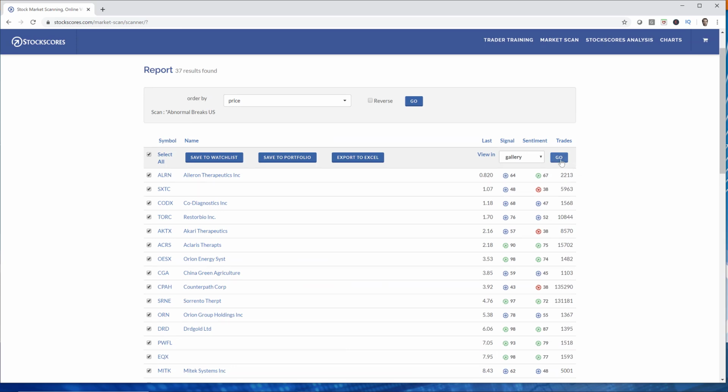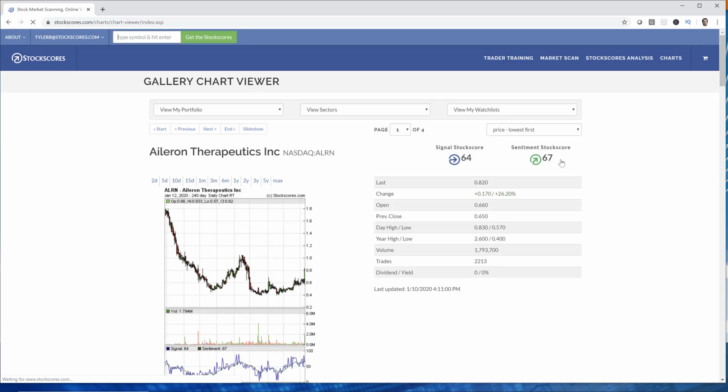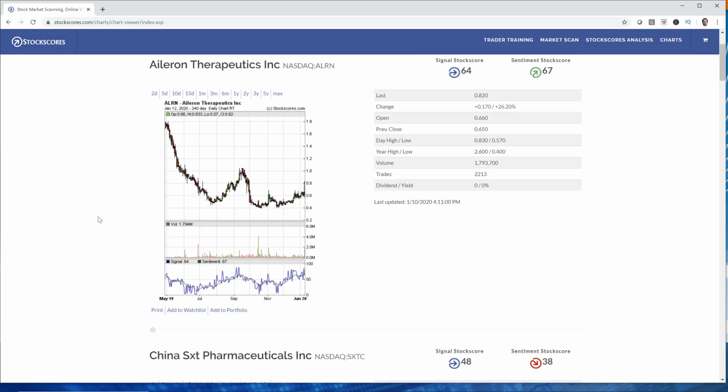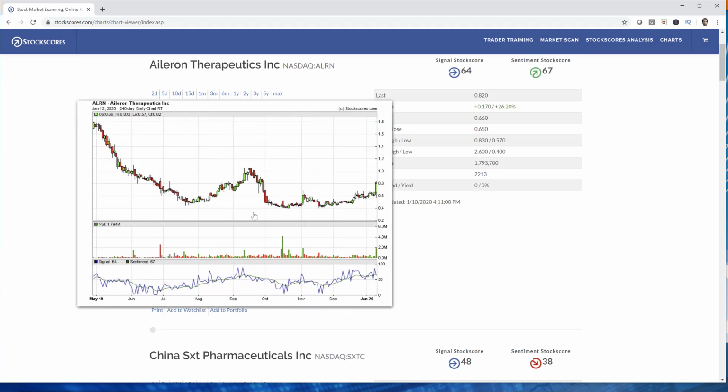What I'm going to do now is run the scan. It found 37 stocks, and I want to now look at the charts of these stocks to see if they have good patterns. Now, what I'm looking for are strong price breaks from low volatility, stocks that are surprising the market. So you can see there that it surprises the market with abnormal price, abnormal volume, out of essentially a pretty quiet sideways trading range.